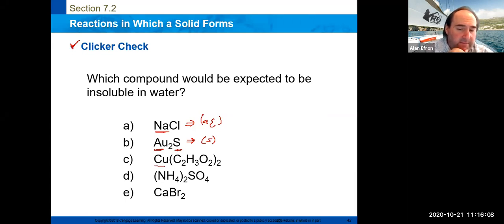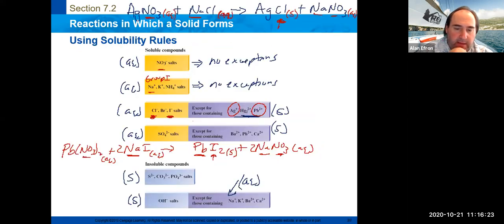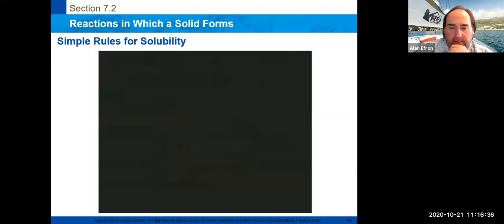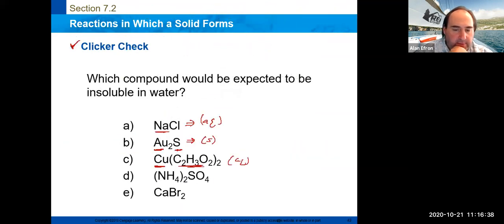Again, look at the third one. We may not find copper there. And as I mentioned a second ago, you should add acetate to your list there. Acetate is soluble in everything, so this one would be aqueous. So if you added your acetate, it would be over here in your soluble column. Soluble pretty much in everything, acetate, which is that polyatomic ion.